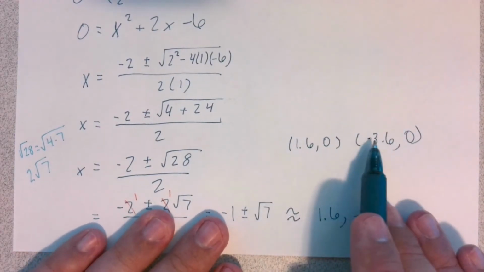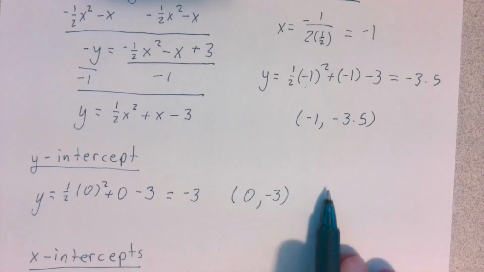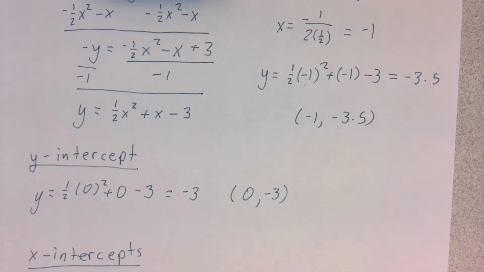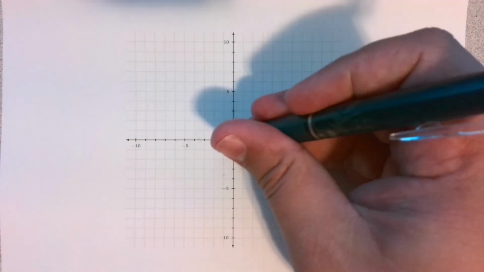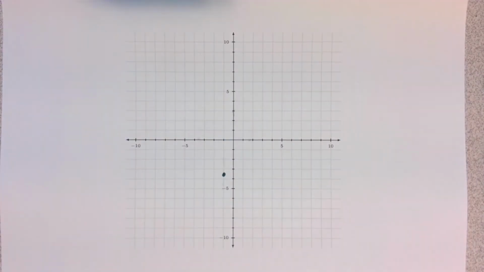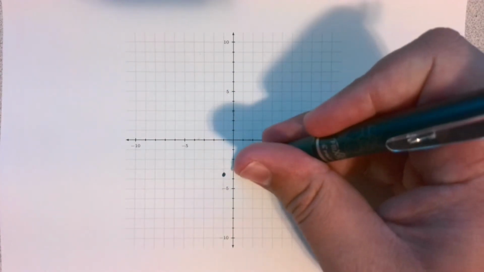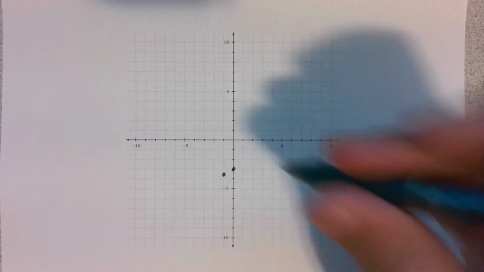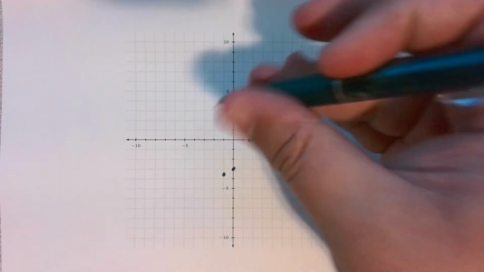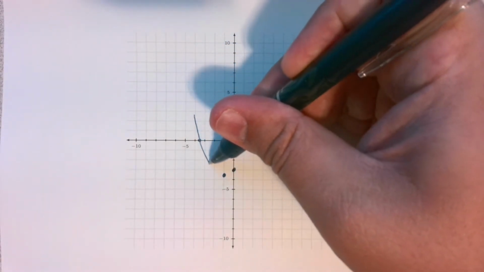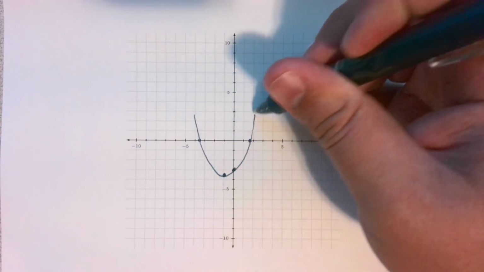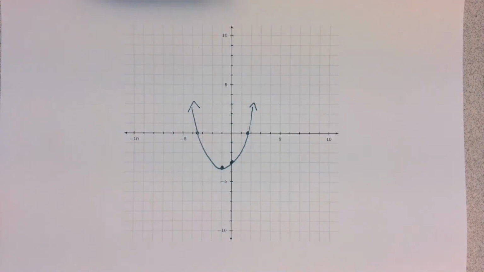Now with these 2 points, the x-intercepts, our y-intercept, and our vertex, I'm going to graph that on some graph paper. So our vertex first, negative 1, negative 3.5. Y-intercept 0, negative 3. X-intercepts 1.6, 0, and negative 3.6, 0. And we get an upward facing parabola for our equation. And there's a neatish sketch of part C.